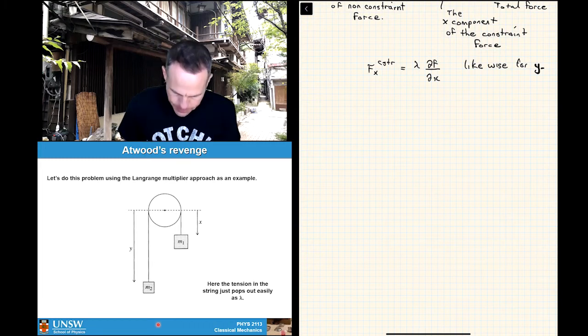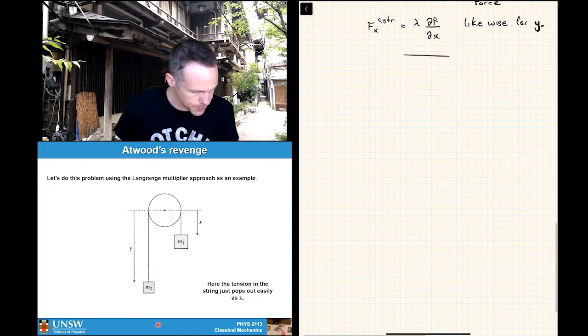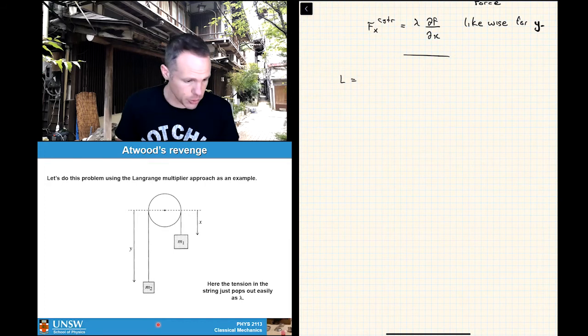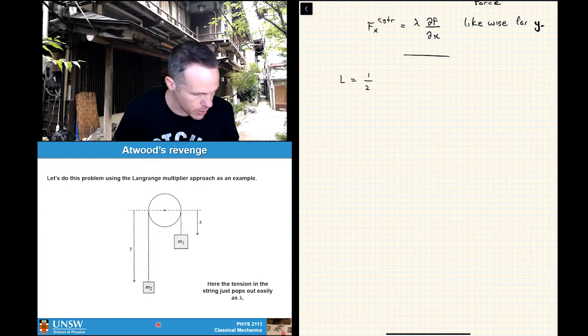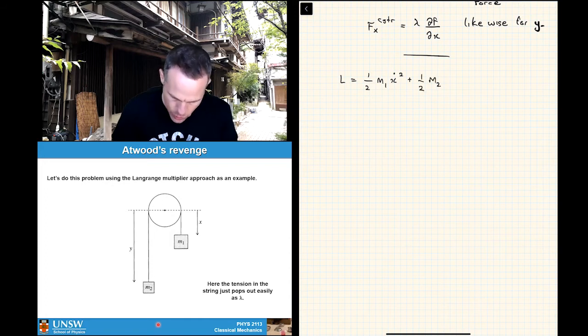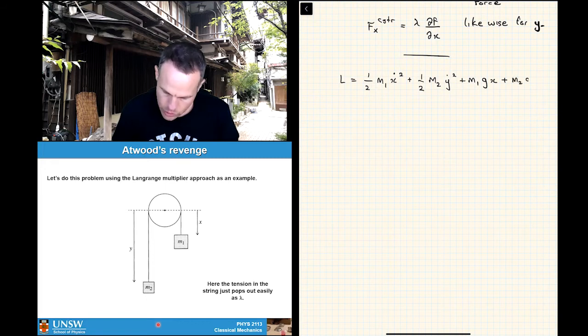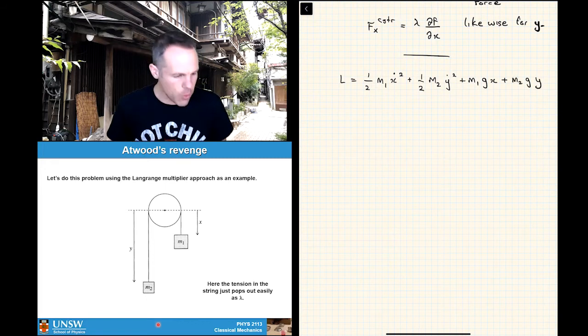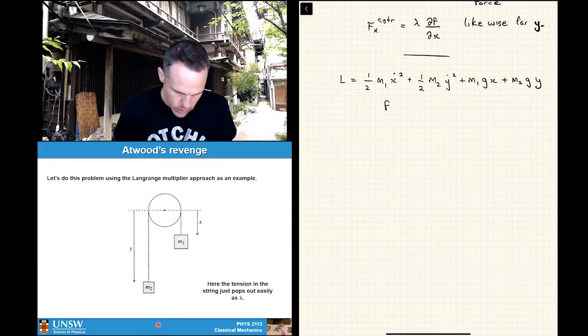So let's go through here and do it. We're going to pull back the Lagrangian that we had earlier from this problem because I don't want to redo the whole thing again. So our Lagrangian is a half m1 x dot squared plus a half m2 y dot squared plus m1 g x plus m2 g y. And you'll remember when we did this problem we had a constraint equation.